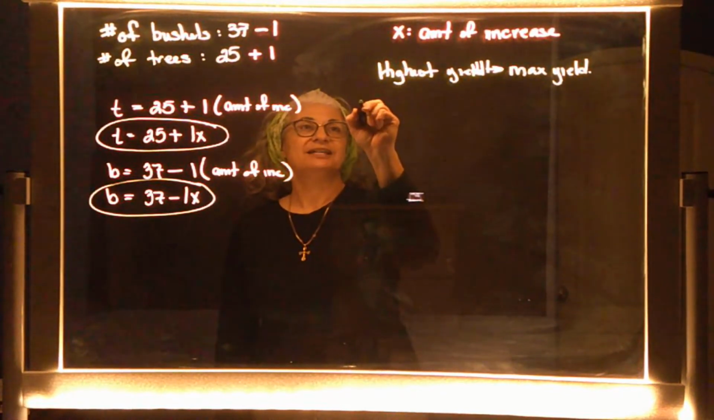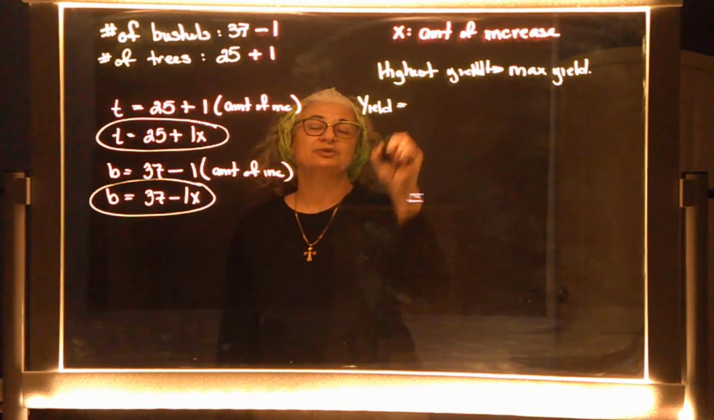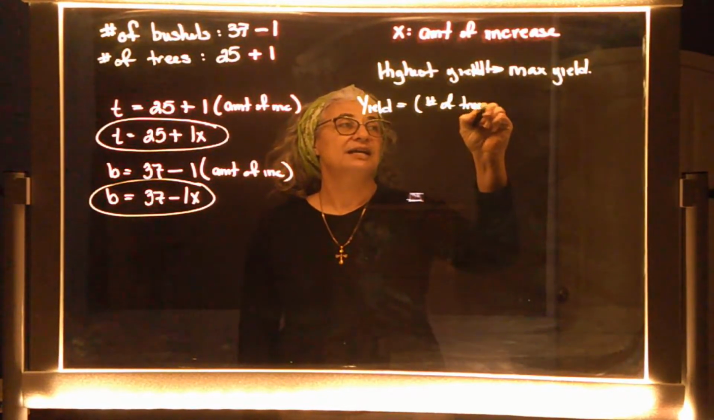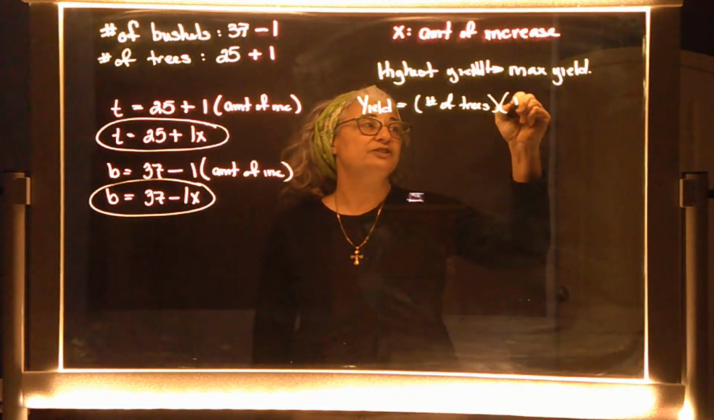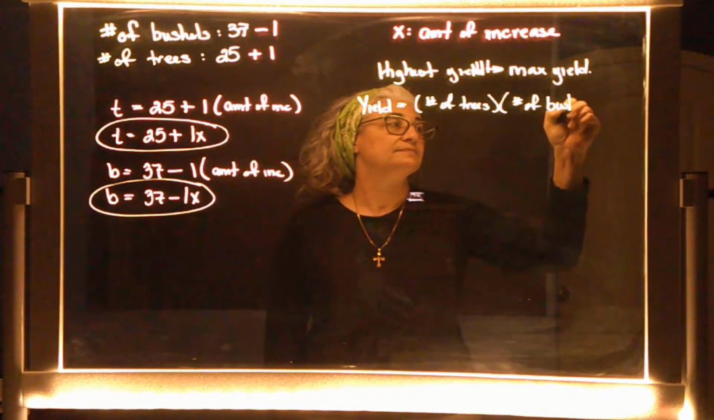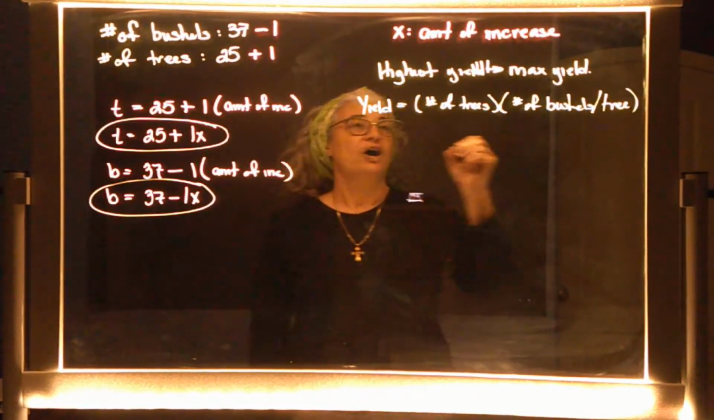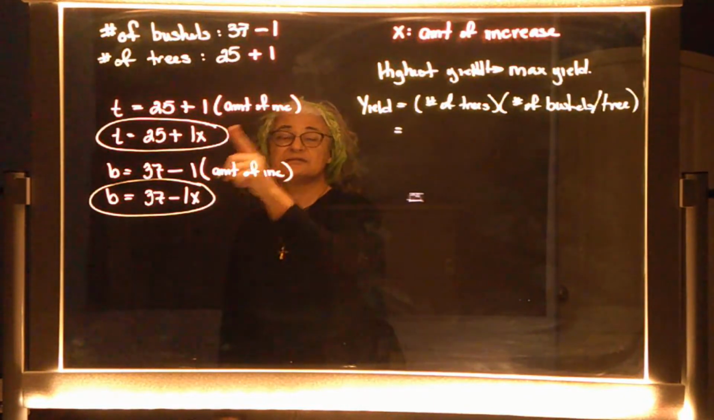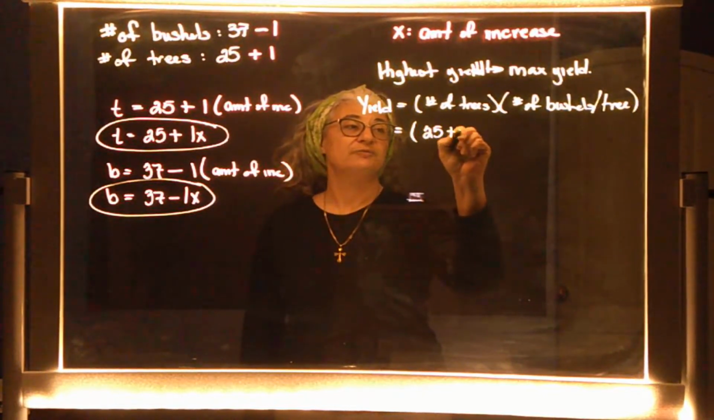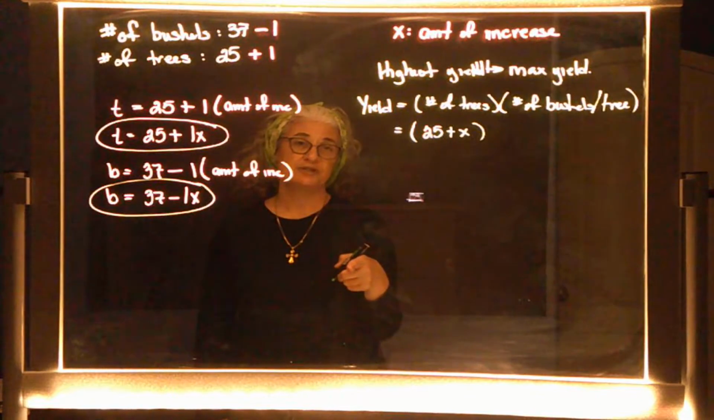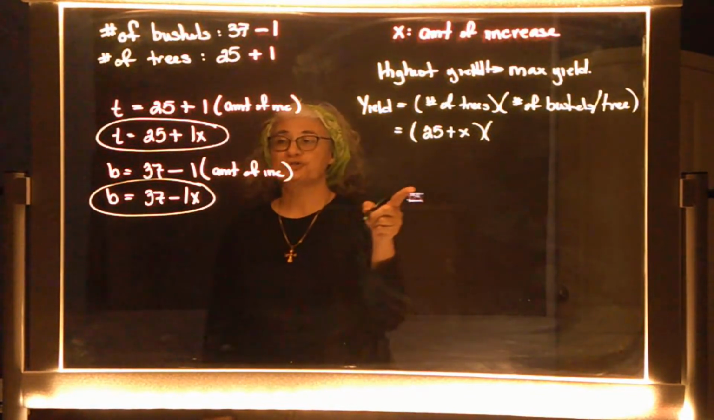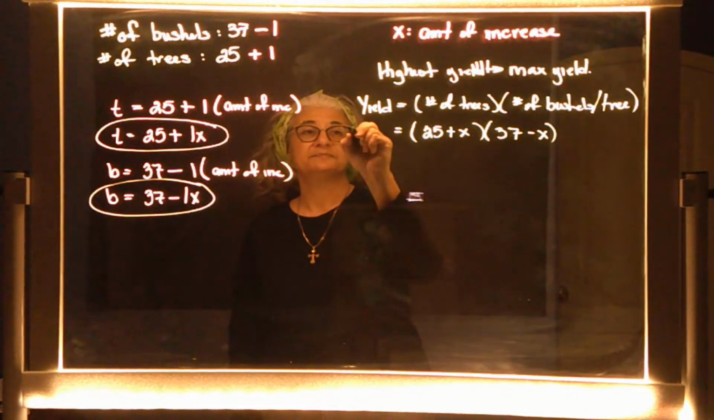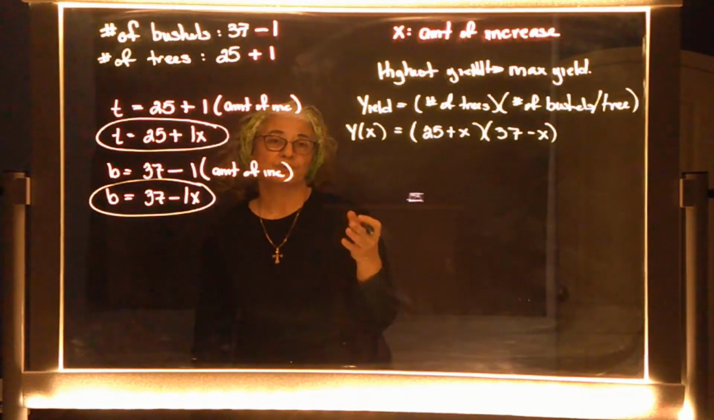Okay, so to find out the yield on this acre of land, what are we going to have to do? Yeah, we need to know how many trees are on this land, and then we need to multiply by how many bushels we get off each tree, right? All right, well, the number of trees that's planted on this land is generically represented by 25 plus x, right? You're okay if I drop the 1? Okay. And then the number of bushels per tree is generically written as 37 minus x, right? So this is the amount of yield that we are going to get.